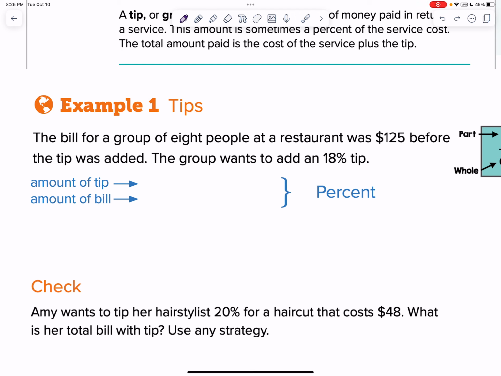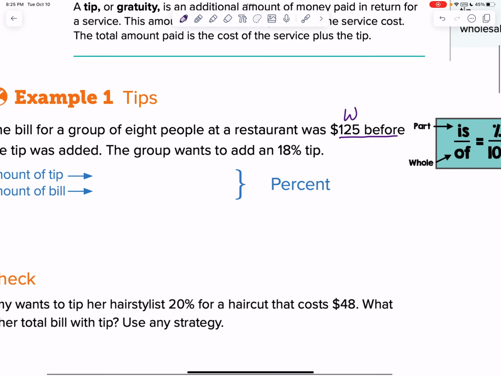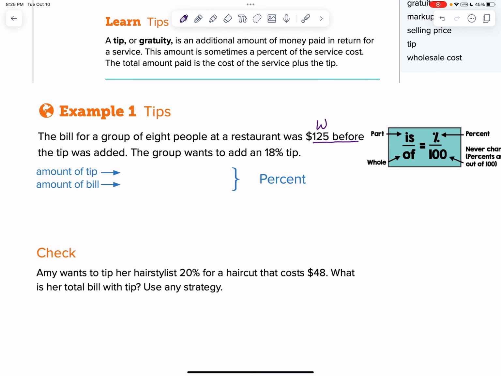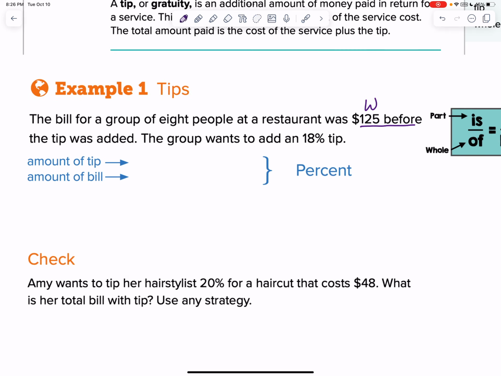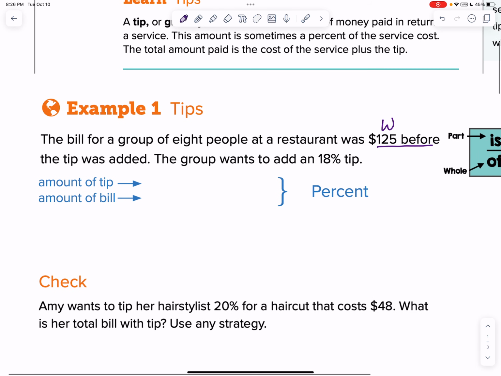All right, so the bill for a group of 8 people at a restaurant was $125 before the tip was added. So this is our original amount of money, what we're going to be referring to as our whole. Just like with our lesson yesterday with the clothing, it was the amount of money prior to the tax. So same situation, that's something that's consistent.